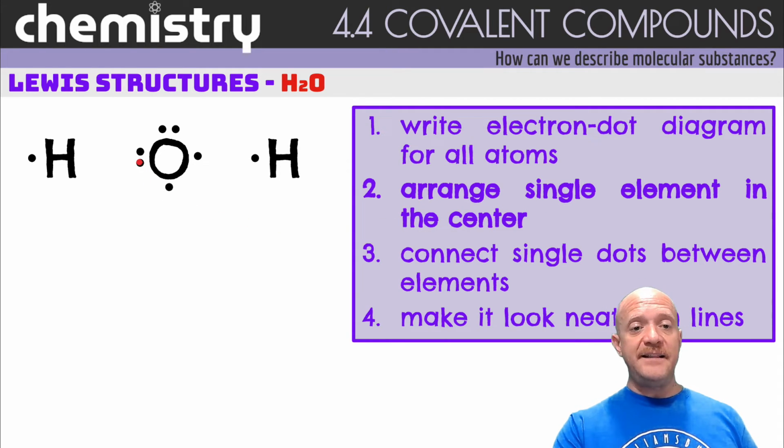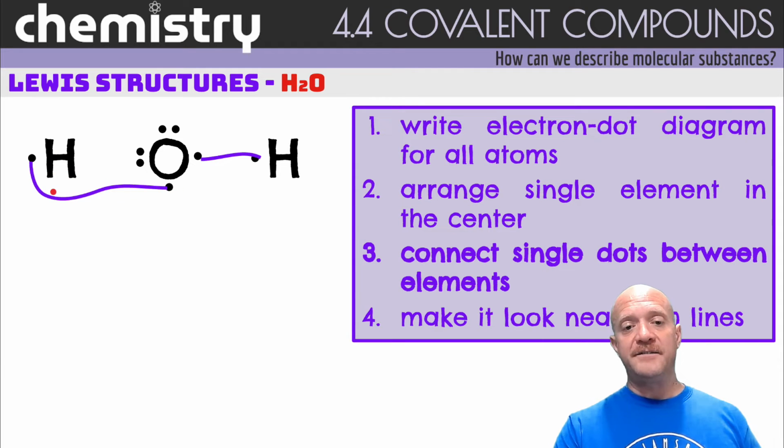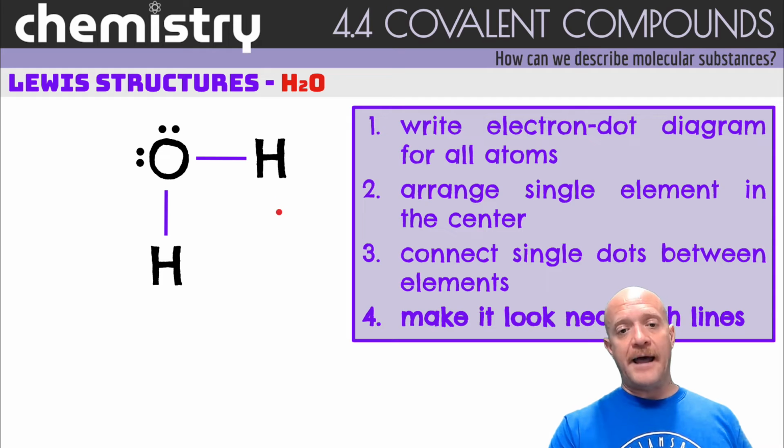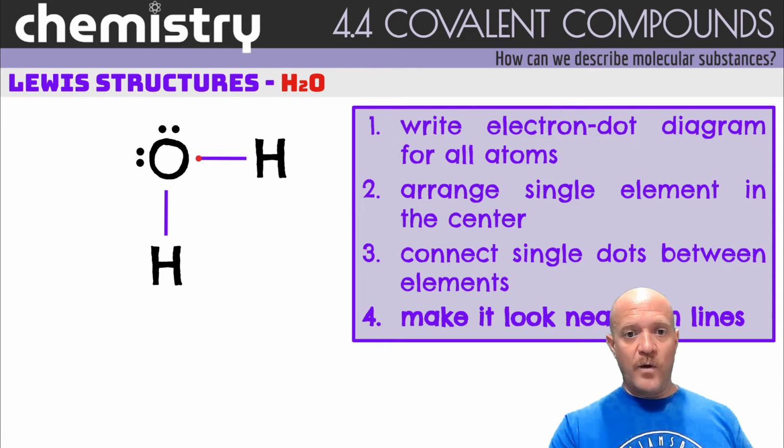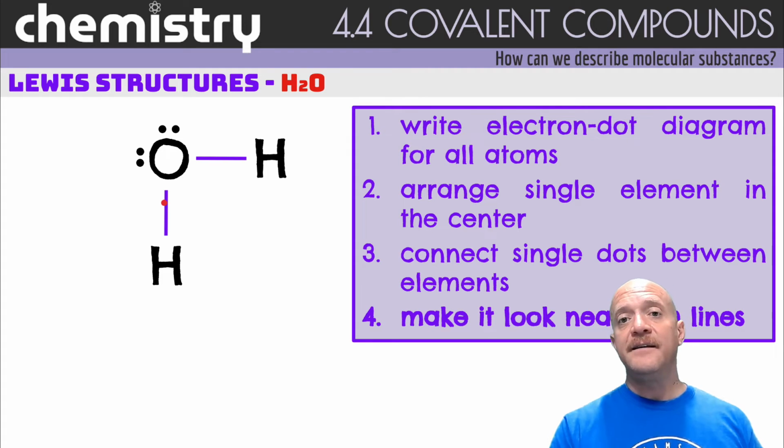Now you're going to see these single dots. The single dots will form a bond. So just using a line, connect the dots. But you're not done. This looks messy. You definitely want to make it look neat with lines. Remember, each one of these lines represents 2 electrons, 1 and 2. So you could do it with dots, you could do it with lines. I encourage you to do it with lines. It saves a lot of time.